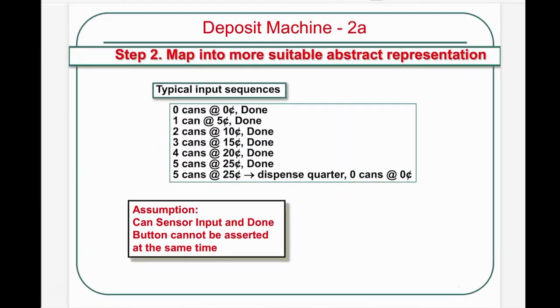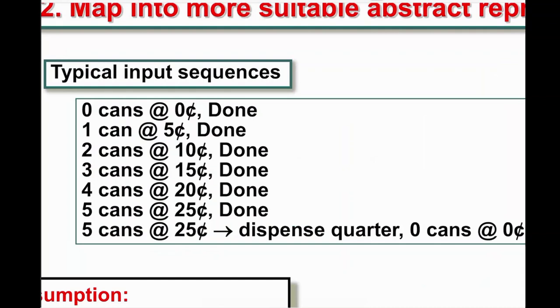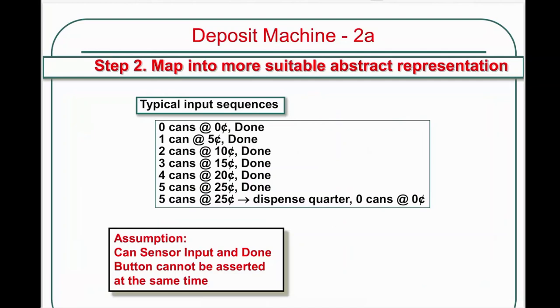Next, we will tabulate all the input sequences. It's going to be very intuitive, very easy to go through. No cans entered, the user presses the done button: 0 cents given back, nothing. No output active. 1 can or container, then the user presses the done button. 2 cans, press done. 3 cans, press done. 4 cans, press done. 5 cans, press done, or 5 cans, don't press done. Wait for the next state, you dispense a quarter, and then go back to the 0 cans state.